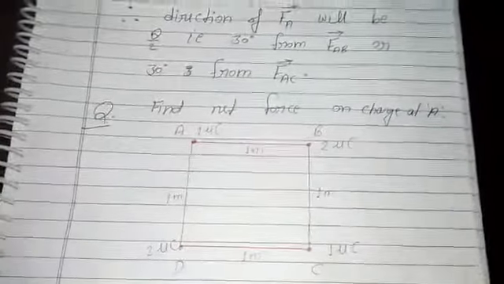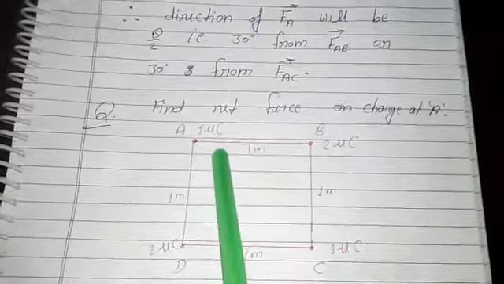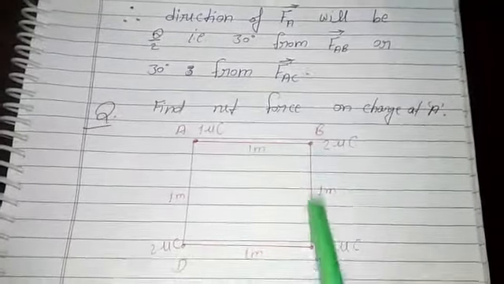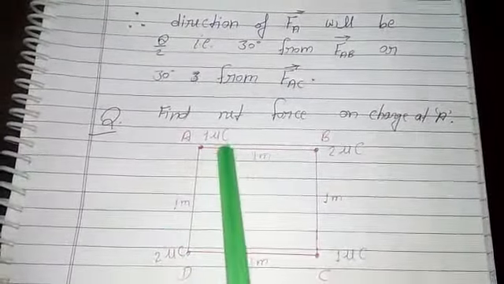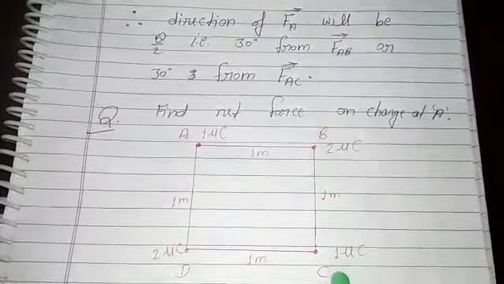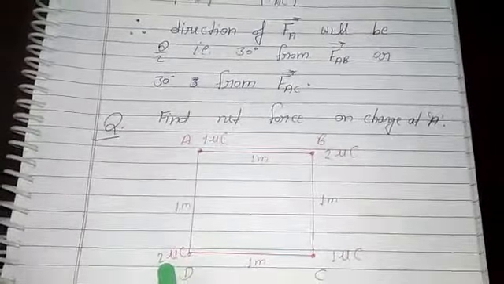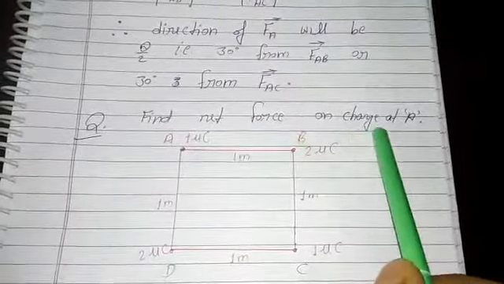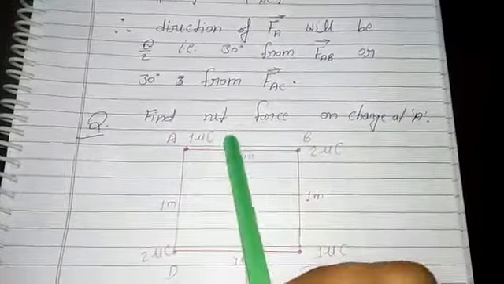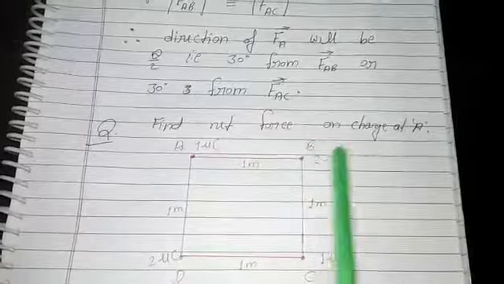You have to do homework. A similar question is: suppose a square ABCD. There are 4 charges: 1 microcoulomb, 2 microcoulomb, 1 microcoulomb and 2 microcoulomb. You have to find the net force on charge A.